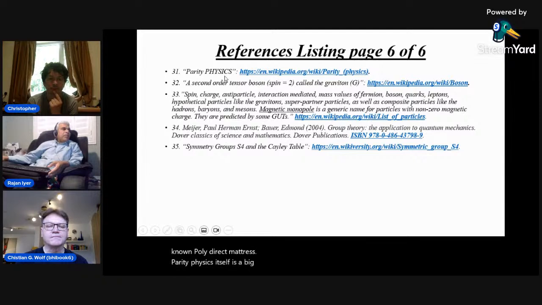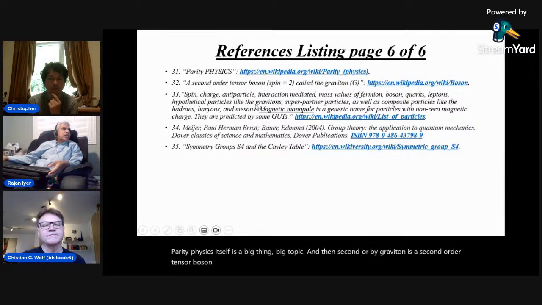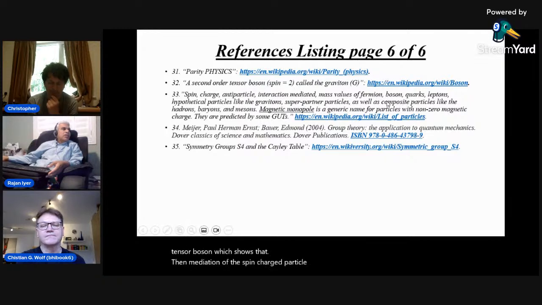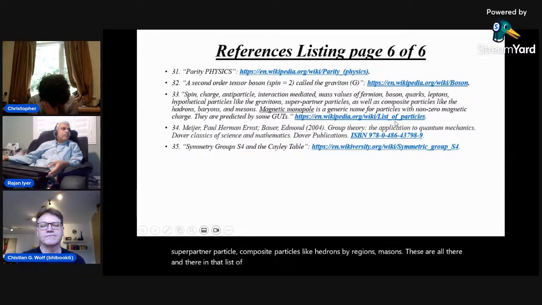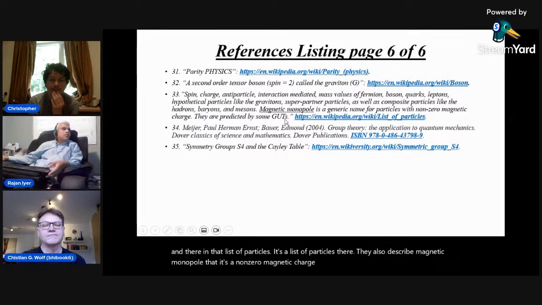Parity in physics itself is a big topic. And then second order: why the graviton is a second order tensor boson shows that. Then mediation of the spin charge particle, fermion, boson, lepton, hypothetical particle, partner particle, composite particles like hadrons, baryons, mesons. These are all there, in that list of particles. They also describe the magnetic monopole, which is predicted by some grand unified theories.